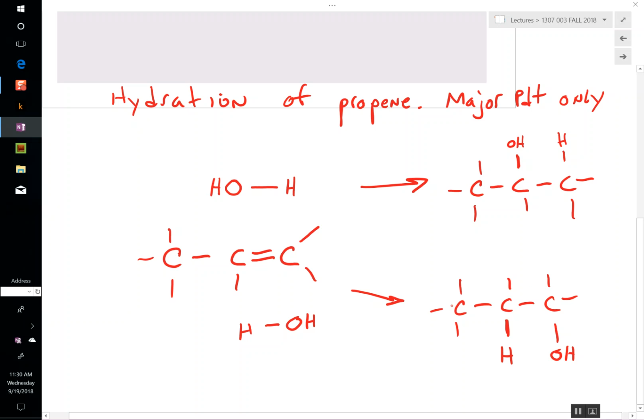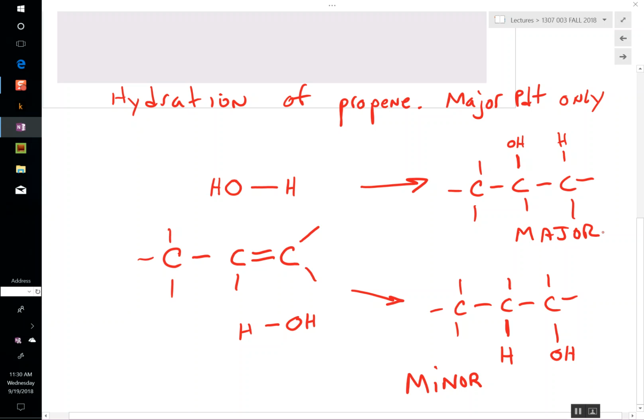Okay, do you see that those are two different molecules? There's no way to pick this one up and superimpose it on that molecule. This is the minor product, and this is the major product. I'm not going to hold you responsible for explaining why that's the major one. Let me tell you about Markovnikov.